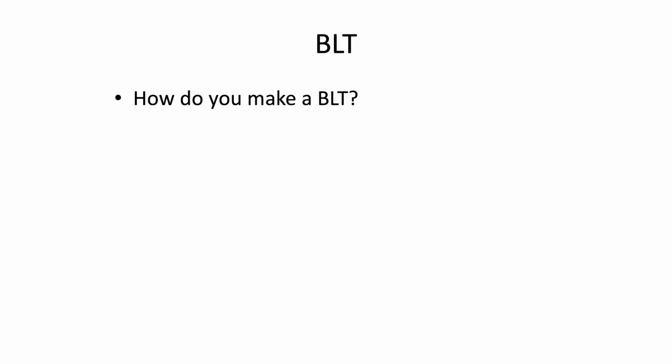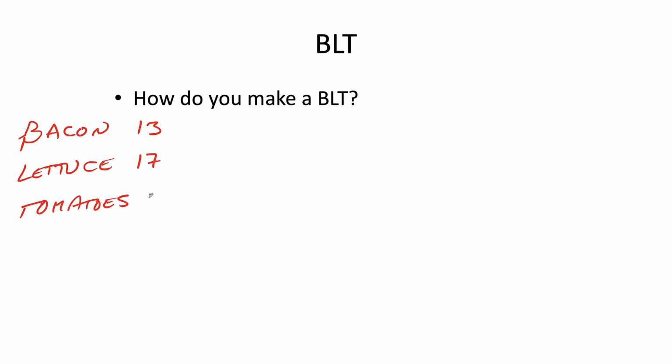And so how we explain this concept is basically how you make a BLT. So we got bacon. Good stuff. And let's say we have 13 slices. And we got lettuce, and we got 17 slices. And we got tomatoes, and we have 10. And we got bread, and we have 17.